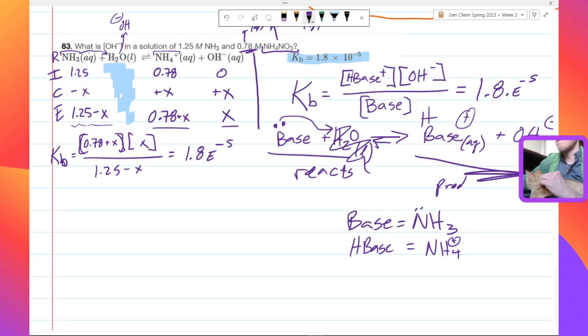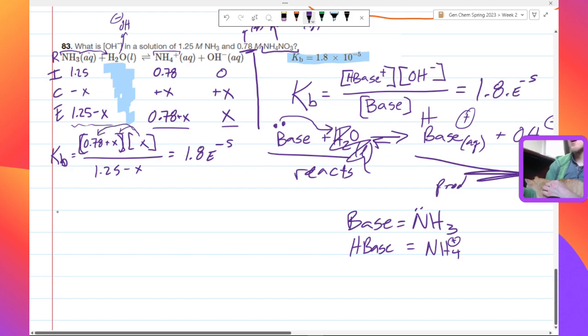Time for some more fun with algebra, and maybe I'll do some of these steps at the same time here. First off, let's go ahead and multiplicatively distribute that in one move, and we're also going to multiply both sides by this in the other move. So we're going to have 1.8, and I'm going to flip the sides, times 10 to the minus fifth times 1.25 minus x equals x squared plus 0.78x.